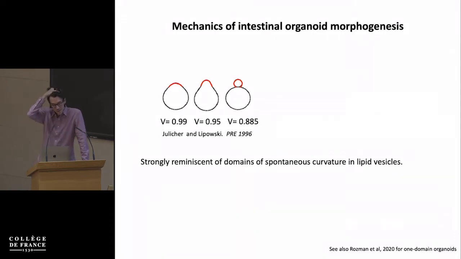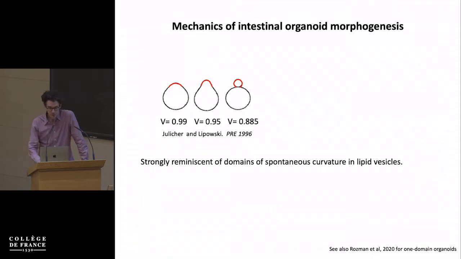And one of the things that was fun to us is that if you start putting the two ingredients I told you, basically apical constriction, which is having a spontaneous curvature, it's a cell that wants to have a specific curvature, and changes in volume.